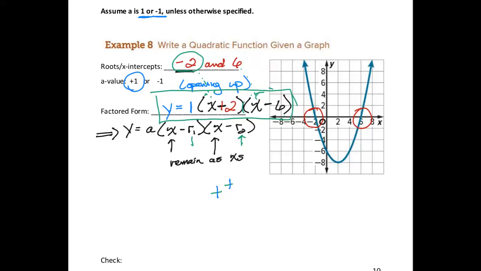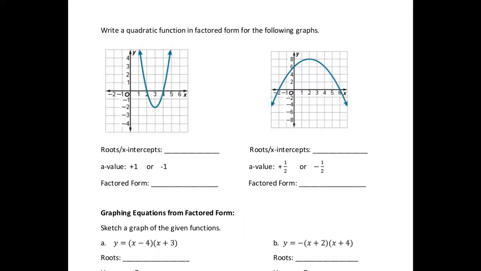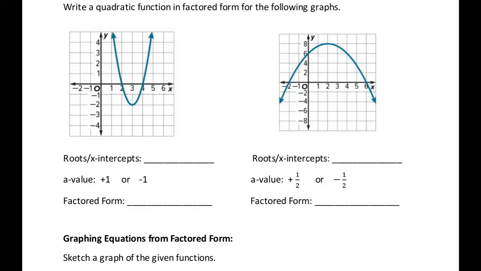All right. Let's go to the top of the next page. Write a quadratic function in factored form for the following graphs. First of all, roots, x-intercepts. Make it obvious to your eyes. You should be circling the 2 and the 4. The a value. What is my a value? Lennon, is it 1 or negative 1? Is it opening up? Yeah, it's positive 1.